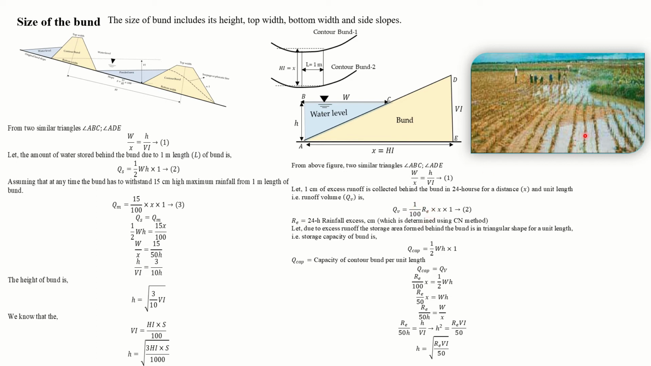Here the volume is length into width into height. So the volume equals length x, width unit 1, and depth only 1 centimeter of excess rainfall. Similarly, the area of the water stored behind the bund is triangular, that is 1 by 2 base w, and height is unit width, that is 1. Now equating these two equations, we will get this formula.